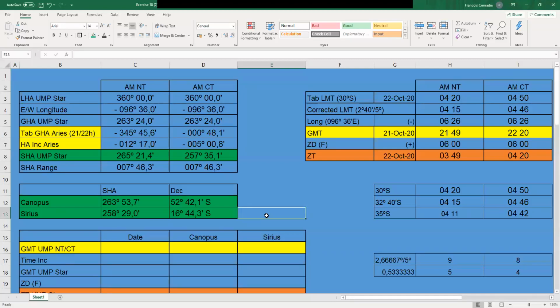So everyone happy with these values? Any uncertainty on where that came from? No, all okay. Everyone happy? Okay. Right.